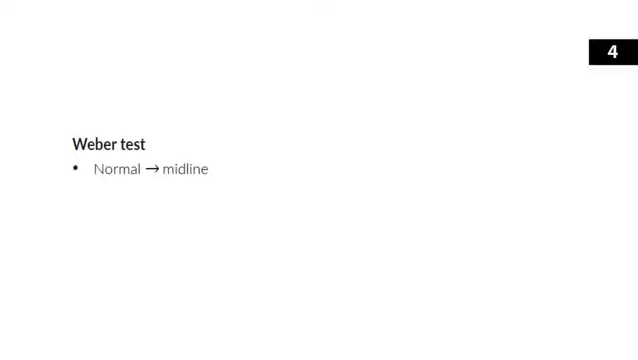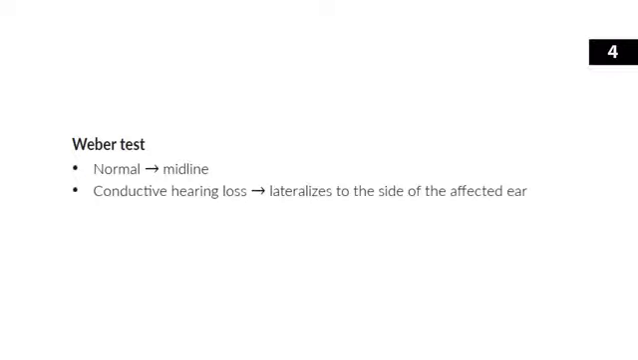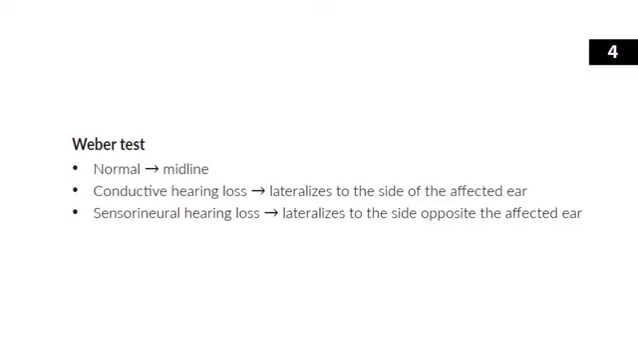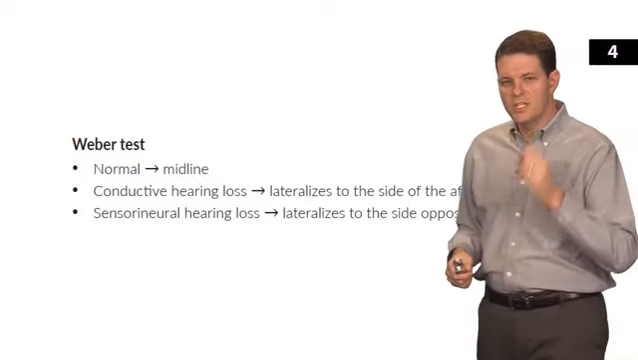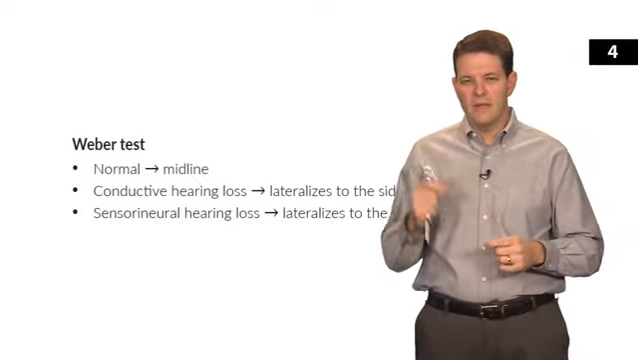Midline is normal. Both ears are working. Conductive hearing loss lateralizes to the side of the affected ear. Sensory neural hearing loss lateralizes to the side of the good ear. So think that through. If you have conductive hearing loss, the sound is louder in that ear.